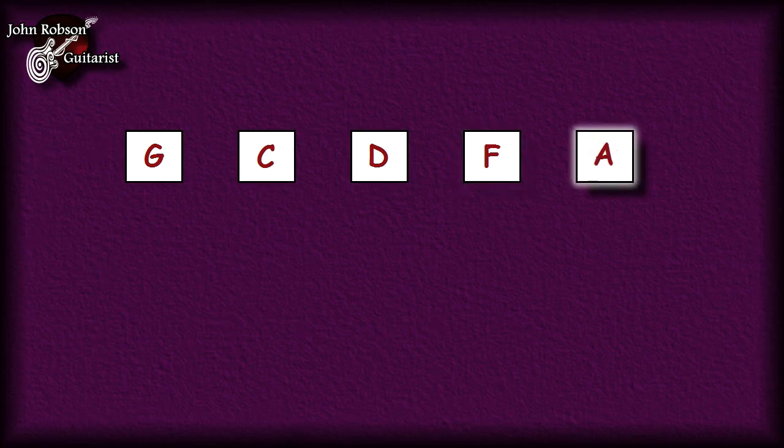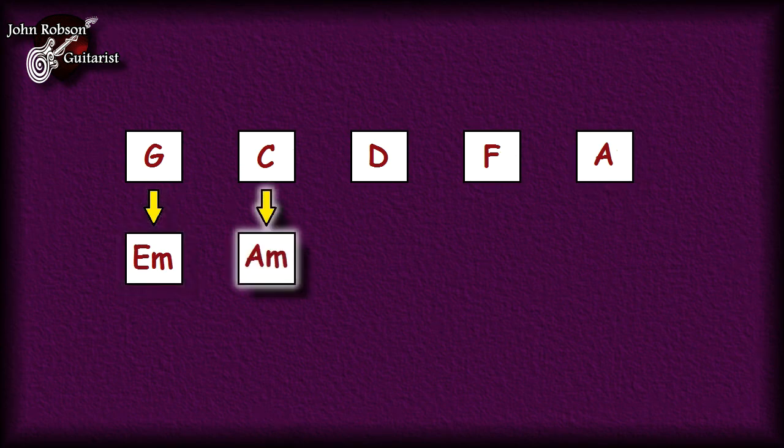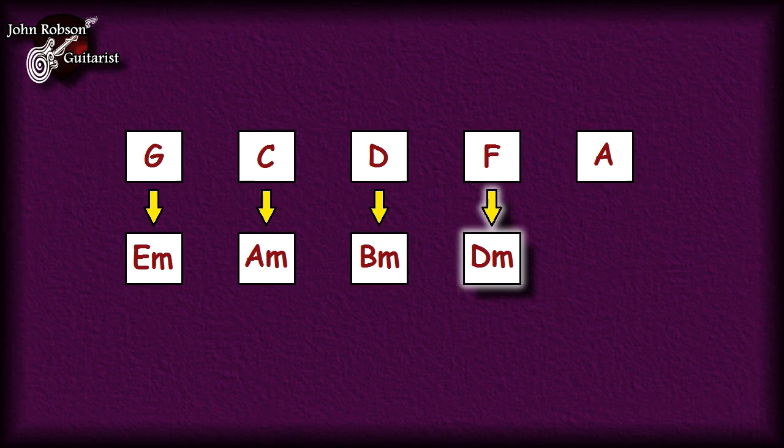And let's not forget that each of these 5 major chords each has its own relative minor chord, doubling the number of chords that we end up with. These relative minor chords are E minor, A minor, B minor, D minor, and F sharp minor.